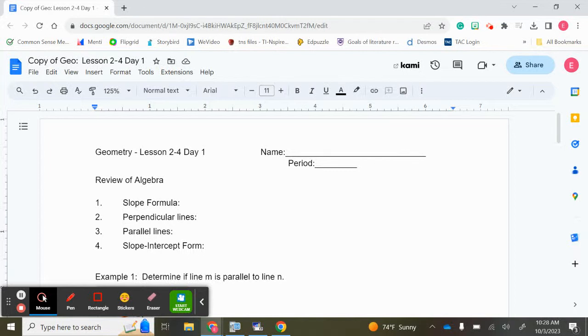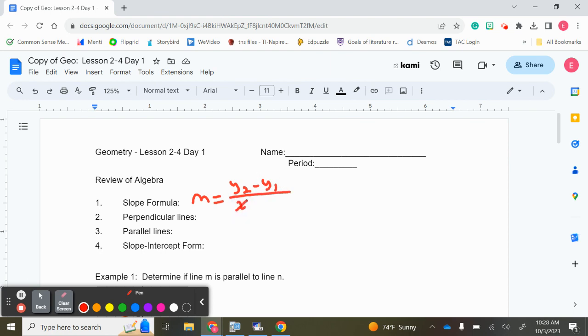All right, so let's take a look. Well, let's review some concepts from algebra that we might have forgotten. First off, that slope formula. That is m equals y2 minus y1 over x2 minus x1. Okay?